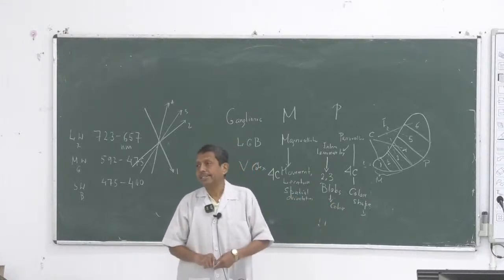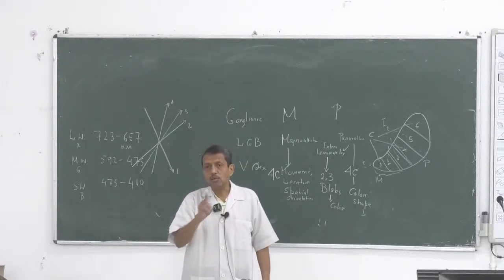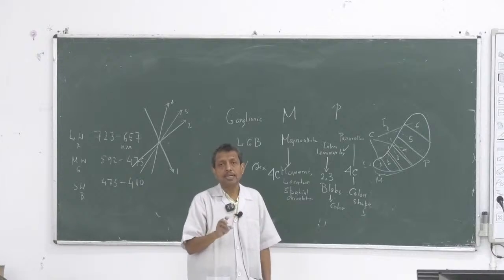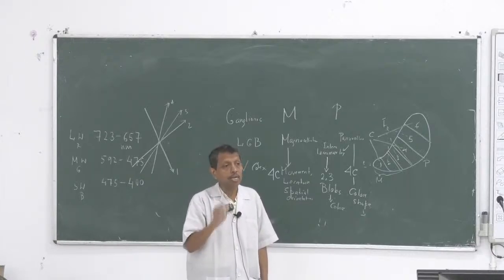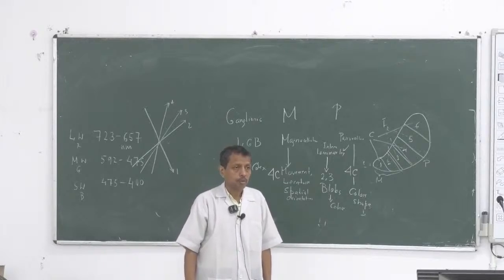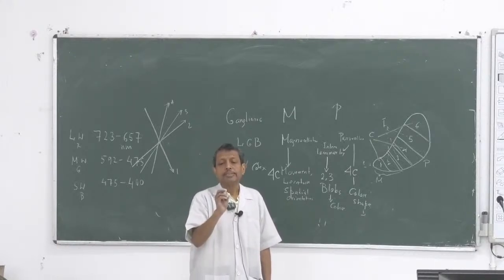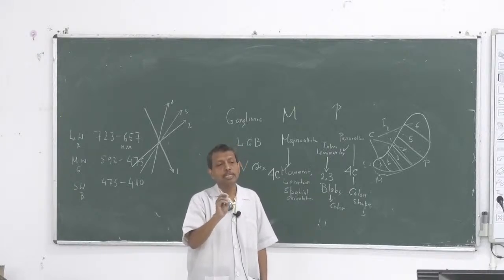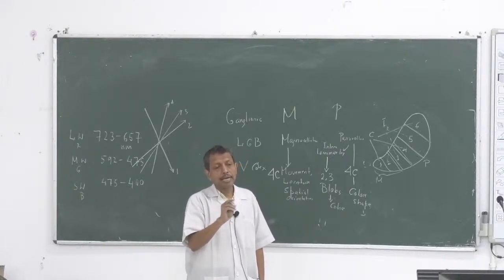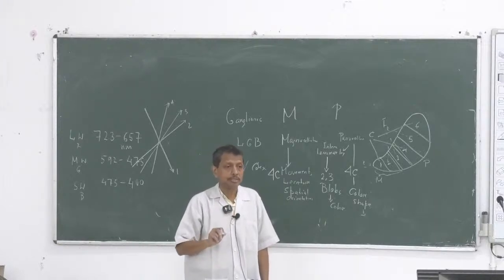Color opponent data they can provide, similar to on-center and off-center cells. There is a center-surround relationship, but it is not orientation specific. These are color opponent cells, and it may be double opponent also. Suppose some cells are stimulated by red light at the center, and they are inhibited by the red color in the surroundings.